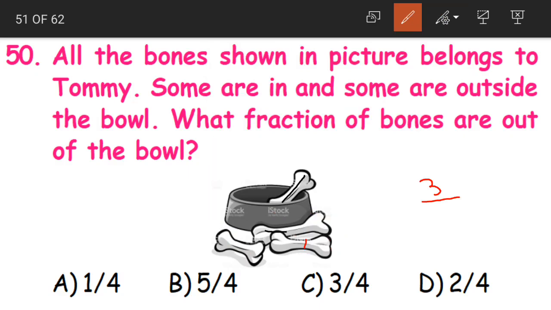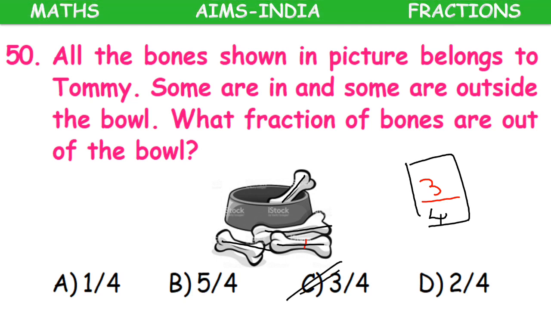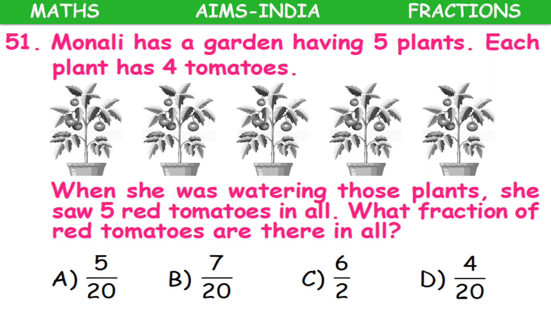It would be 1, 2, 3 and 4. So 4 becomes our denominator. So what is our fraction, children? Option C, 3 by 4 is our fraction of the bones that are out of the bowl.